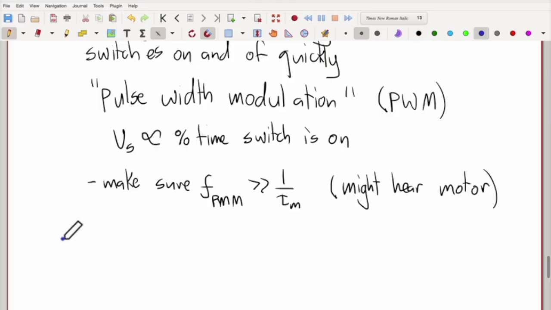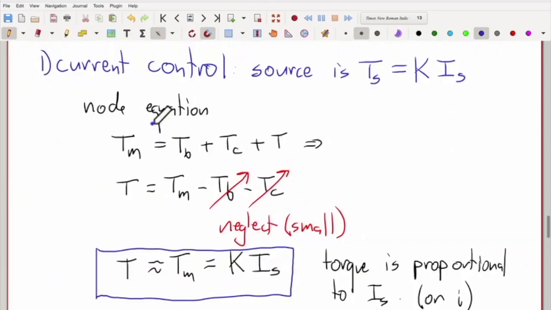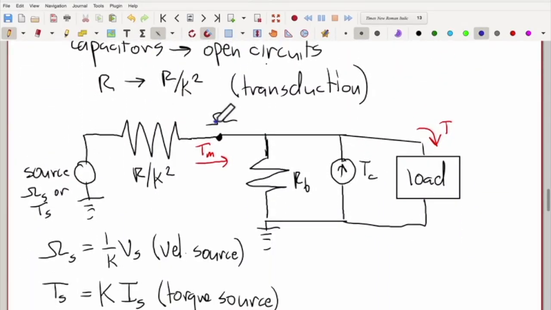Let's now analyze voltage control here. So what we want is a model for this angular velocity that we see here when subject to this source, which is a velocity source. It's actually a voltage source, but it turns into a velocity source through transduction of the motor. And so there's a velocity drop across this resistance, and then some other things here.